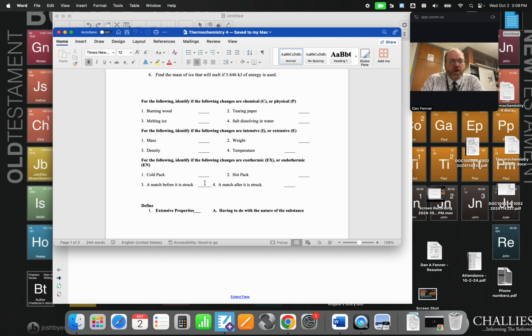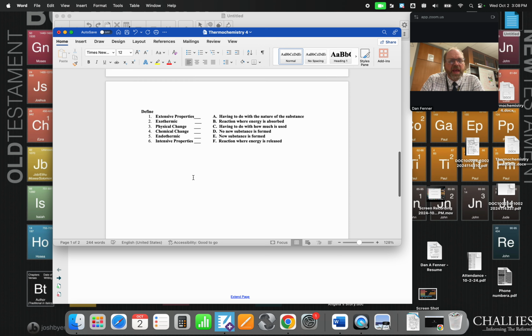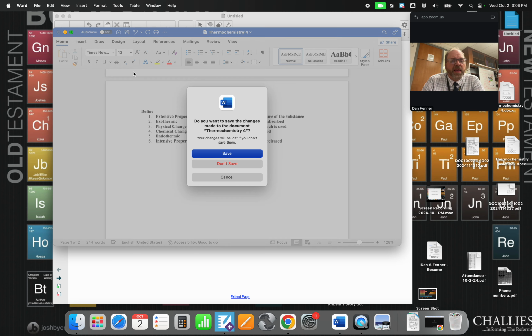And then for these 4, I want you to tell me if it's endothermic or exothermic. Exothermic releases energy, so it gets hot. Endothermic, it gets cold or requires energy to start. And then I have 4 essay definitions here: exothermic, extensive property, physical change, chemical change, endothermic, and intensive properties. With those definitions, match them up. So that's the first practice set.